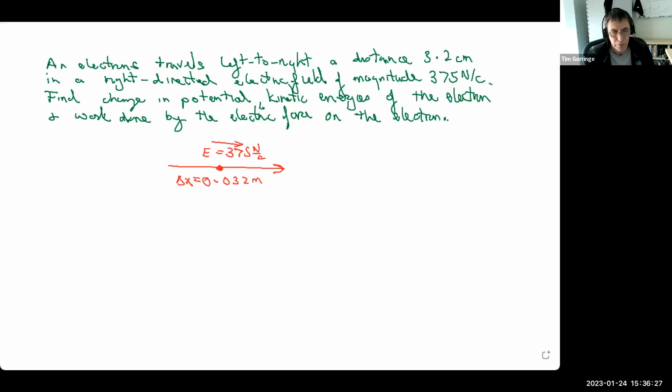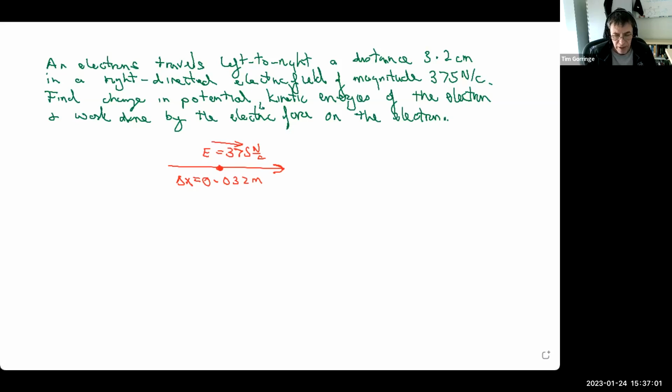Wanted to work through a problem that involves electrical potential energy, work done by the electrical force. In this particular example, we're asked to imagine that we're watching an electron as it travels from the left to the right. We're told that we observe it as it moves 3.2 centimeters.